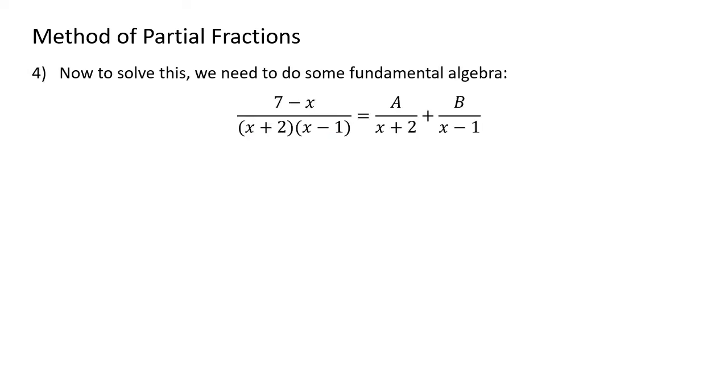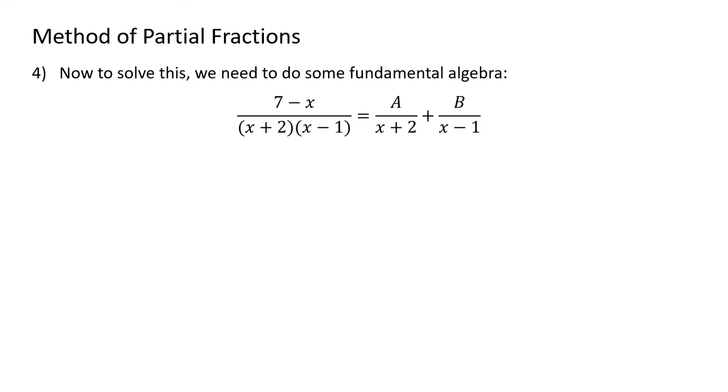Okay? So now that we know what our factors are and what the basic setup is for partial fractions, we need to figure out what A and B are, right? So then once we have that, we have what this is equal to in these two simpler fractions that we know how to integrate. So the first step is you always have to remove the fractions.